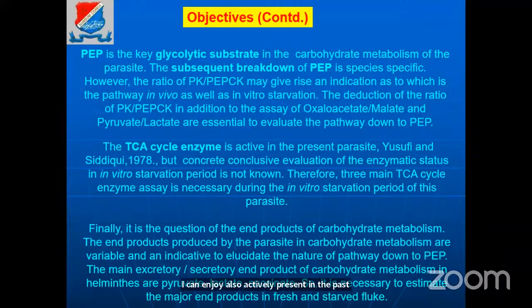Therefore, the three main TCA cycle enzymes we also assayed during our study, in the case of fresh parasites and also during the starvation period. What is the situation? So the final question is: what are the end products of the carbohydrate metabolism, from which we can decide what type of metabolism is going on within the parasite in in vitro conditions and within the fish body? Because after mortality of the fishes, parasites are also alive for many more days, nearly 1 month. So that is a very interesting feature for studying these parasites.